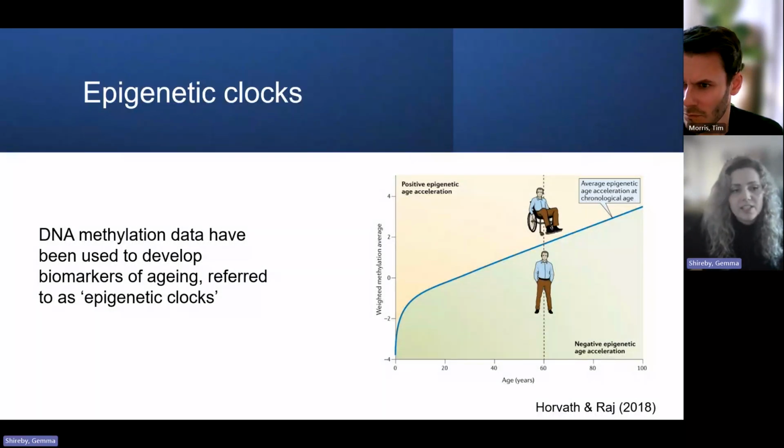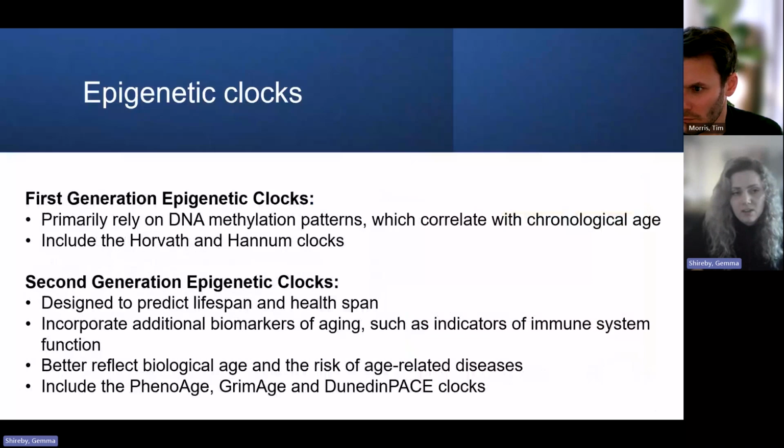There are actually two generations of epigenetic clocks. There's the first generation, and these largely correlate with chronological age. This includes the Horvath and Hannum clocks. Then there's also the second generation epigenetic clocks, and these incorporate additional biomarkers of aging and are designed more to predict lifespan and healthspan. These better reflect biological age and age-related diseases, and this includes clocks such as PhenoAge, GrimAge, and the DunedinPACE clock.